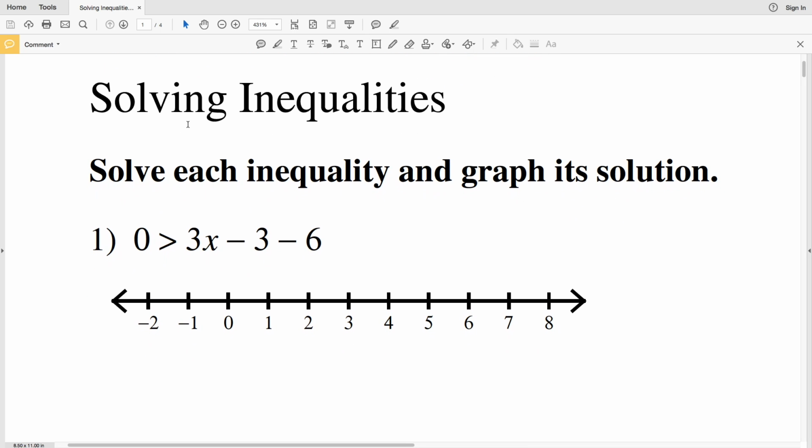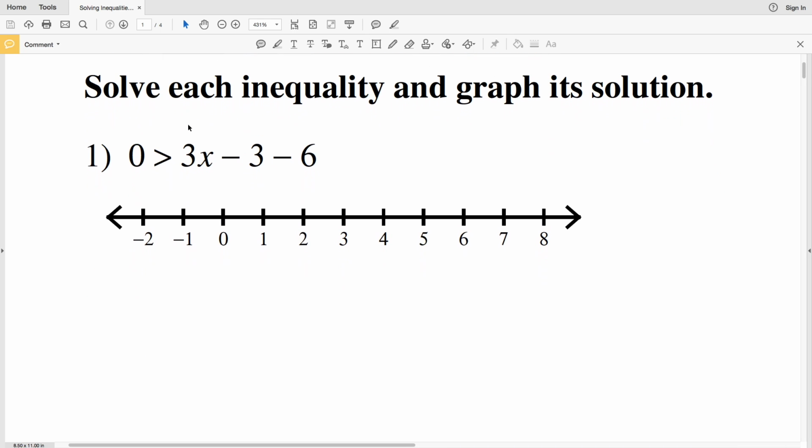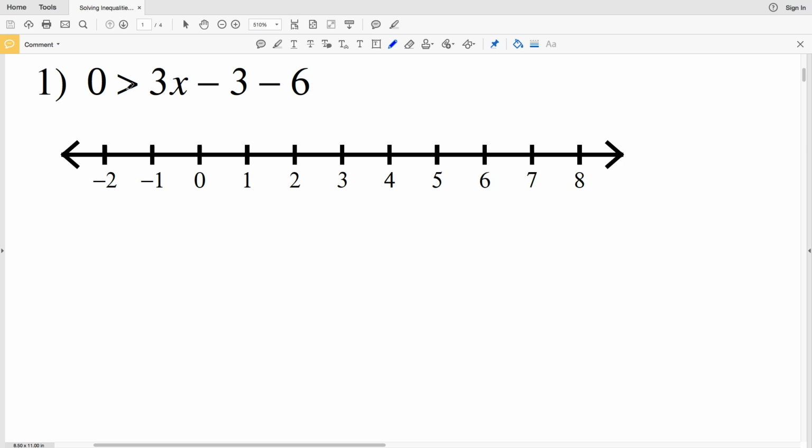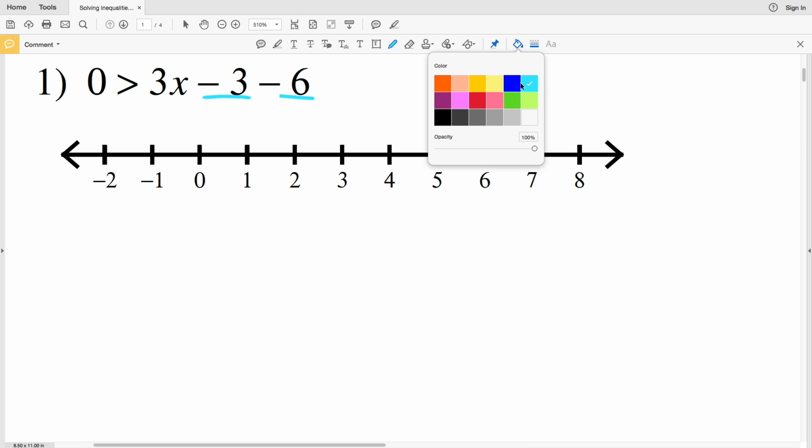Our directions are to solve each inequality and graph its solution. In number 1, we have 0 is greater than 3x minus 3 minus 6. What I'm going to do is combine my like terms on the right hand side of this inequality. That's going to be my 3 and my 6, and I'm subtracting both of those.